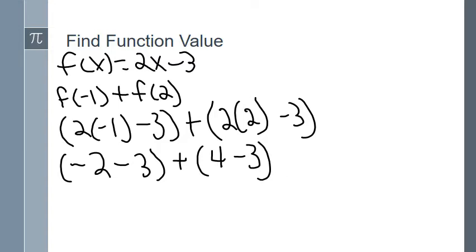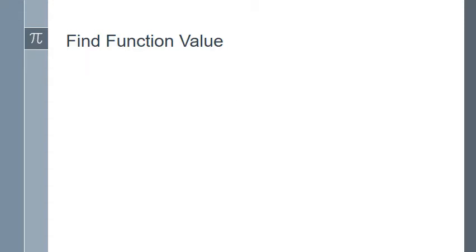And now let's add and subtract left to right. So minus 2 minus 3 is minus 5, plus 4 minus 3 is 1. Okay, so I got minus 5 plus 1, and then I can say that f of minus 1 plus f of 2 is going to give me minus 4. Bingo, bango, bongo, done. All right, we'll look at one more little example here, and then we'll close this out and get us on some working some problems ourselves.